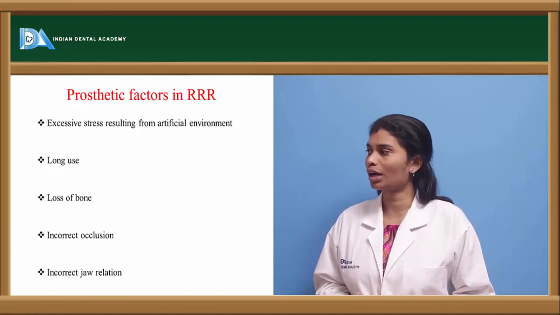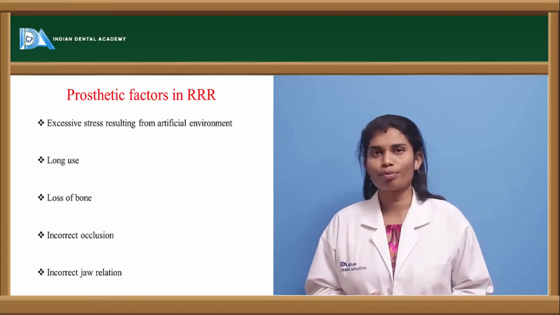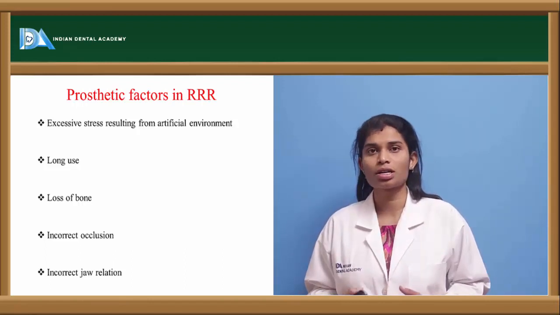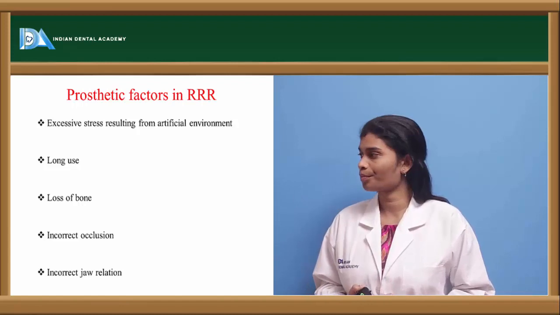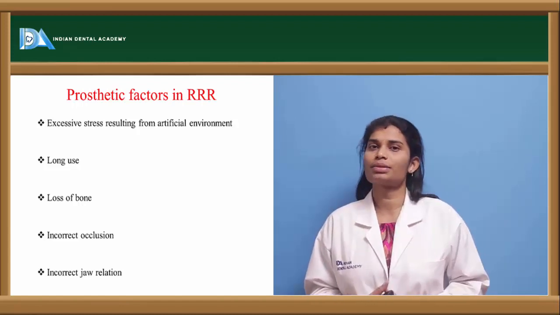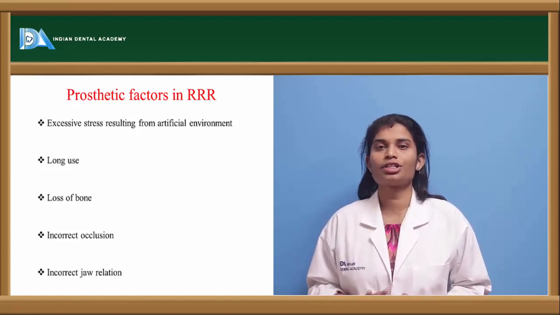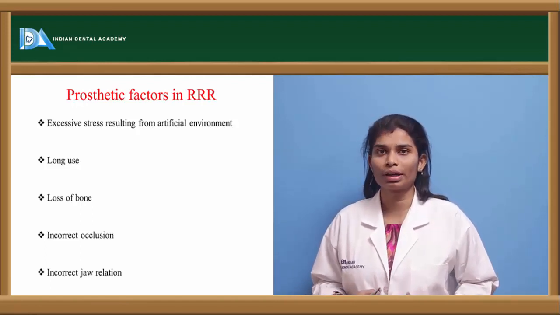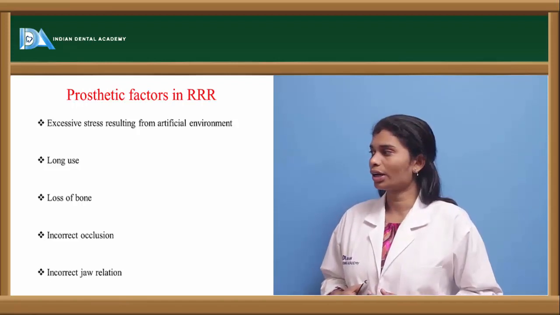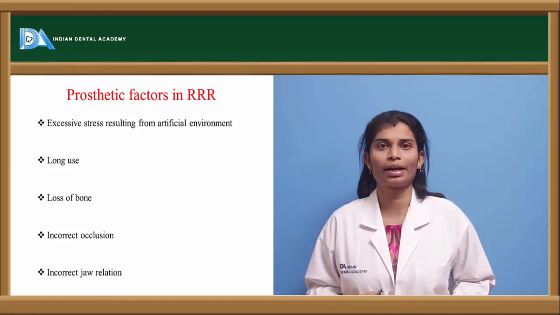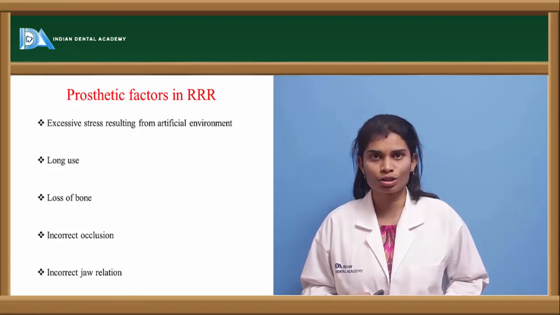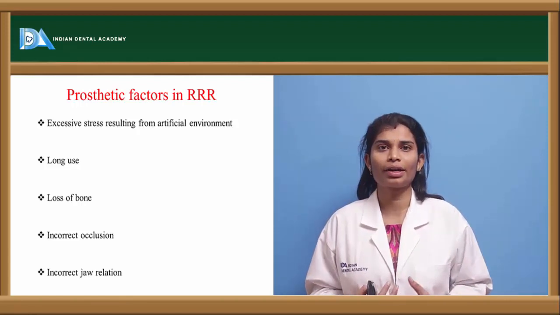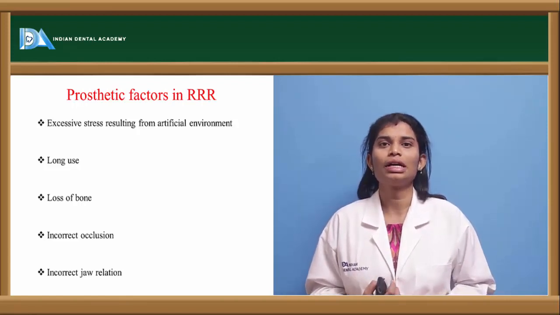Long use leads to continuous pressures on the bone. Loss of bone, in the sense the amount of denture bearing area will be reduced, hence force per unit area will be increased. Incorrect occlusion: if there is improper occlusion, the force distribution will be disturbed. There won't be any balance. Hence, a few areas will resorb more when compared to other areas. Incorrect jaw relation, in the sense it is about vertical dimension. It should have proper interocclusal space. Just in case this space is obliterated, the muscles will become very active and lead to continuous forces on the denture bearing areas.